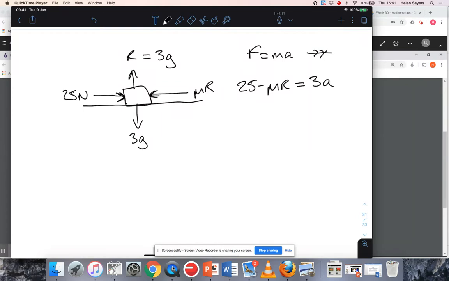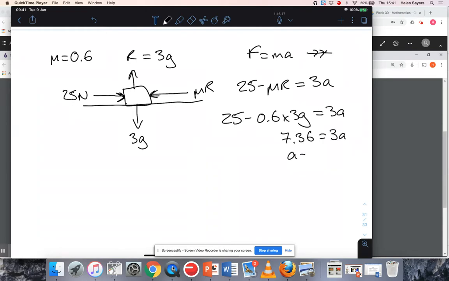I was also told in the question that mu was 0.6. So I've got everything I need. 25 minus mu times R is 3a. So if I put the left-hand side in the calculator, 25 minus 0.6 times 3 times 9.8 is 7.36, which is 3a. So a is 2.45 meters per second squared.